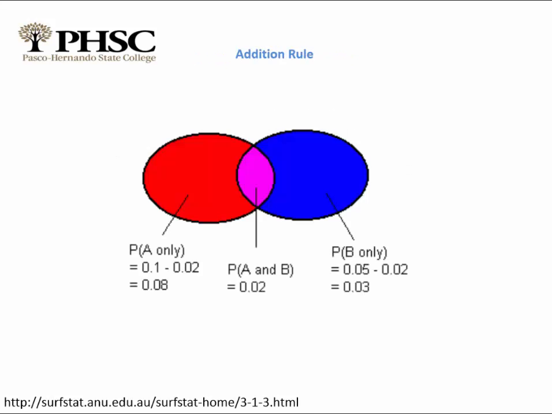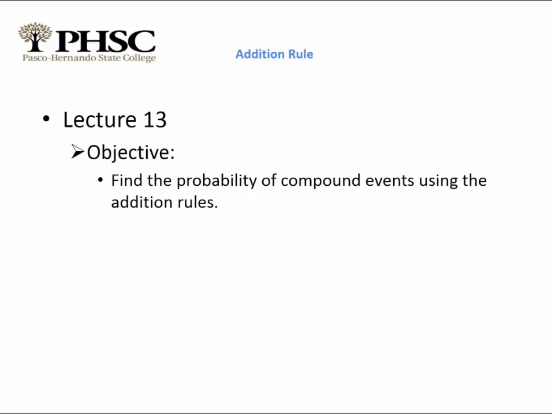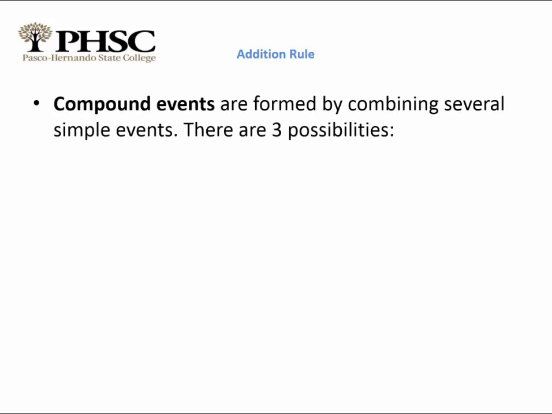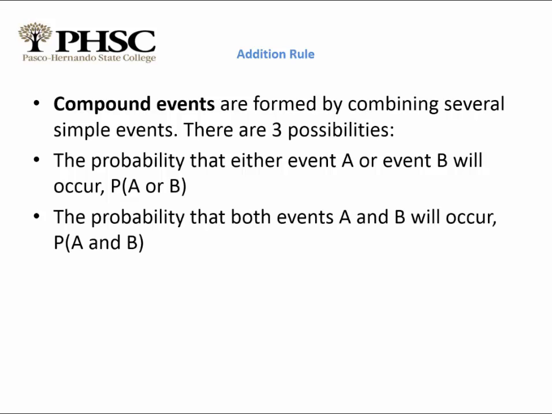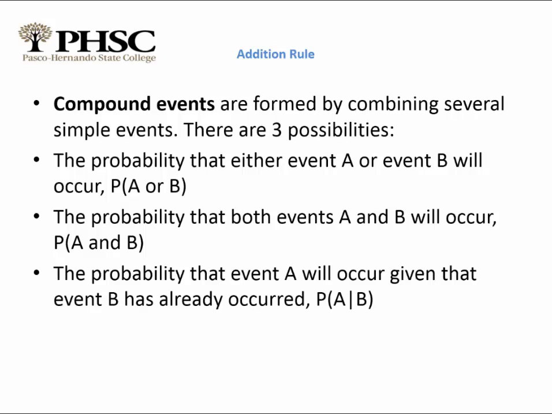In this lecture, we're going to find the probability of compound events using addition rules. Compound events are formed by combining several simple events, and here there are three possibilities. The probability that either event A or B will occur is the probability of A or B. The probability that both events A and B will occur is the probability of A and B. And the probability that event A will occur given that event B has already occurred.